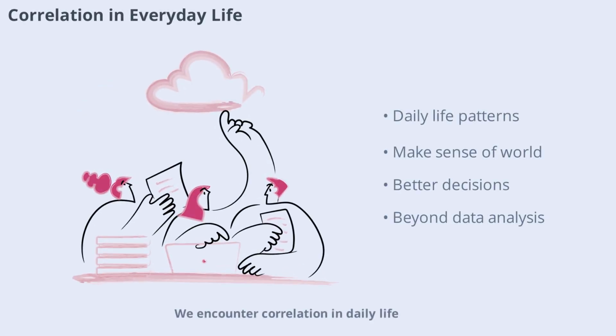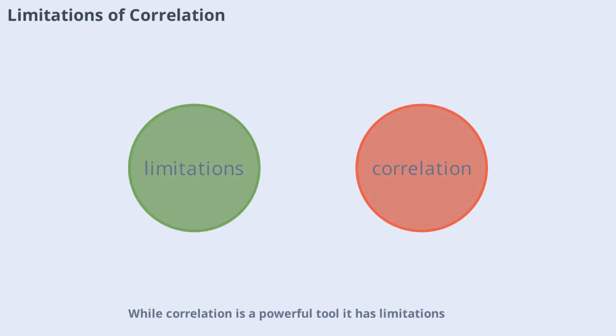We encounter correlation in daily life, from noticing that traffic is heavier on rainy days to observing that people are happier on weekends. Recognizing these patterns helps us make sense of the world and make better decisions, even outside of formal data analysis. While correlation is a powerful tool, it has limitations.